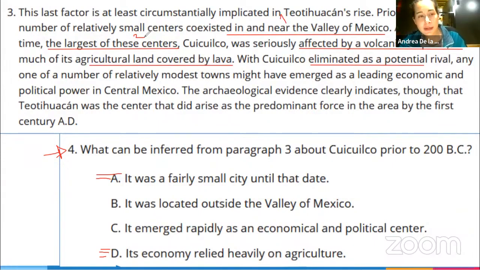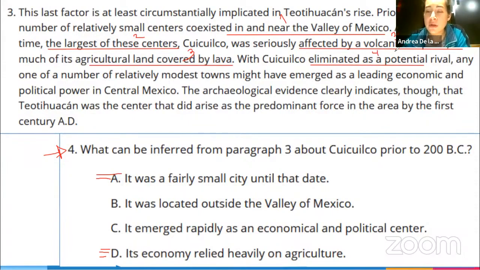Now, what happens with Cuicuilco? Being one of the largest of those centers, we know that it was seriously affected by a volcanic eruption with much of its agricultural land covered by lava. So there was a volcanic eruption that seriously affected Cuicuilco, and their agricultural land was damaged, right? It was covered with the lava. So that is the third piece of information we have. What happens? Before, Cuicuilco was one of the largest of those centers, but after the volcanic eruption and after the lava covered their agricultural land, they were eliminated as a rival. And finally, Teotihuacan emerged, right?